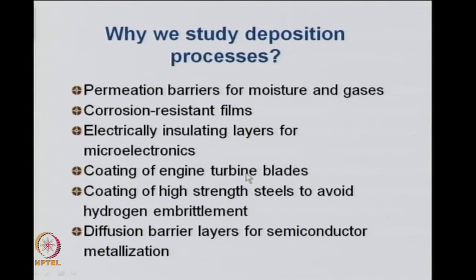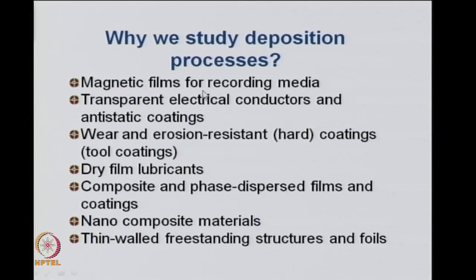You can make coatings of engine turbine blades to enhance their longevity and life. You can coat high strength steels to avoid them becoming brittle using hydrogen. Normally, hydrogen leads to brittleness in the steels, so you can avoid that by coating some material using the CVD technique. You can make diffusion barrier layers for semiconductor metallization. You can make magnetic films for various kinds of recording media like DVDs or many other kinds of recording media. You need magnetic films, and these can be processed using the CVD technique. Transparent electrical conductors are required in several places, and anti-static coatings are required.